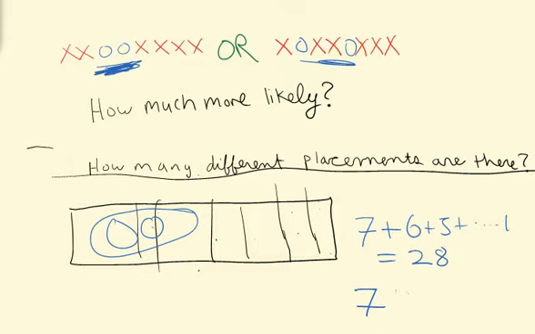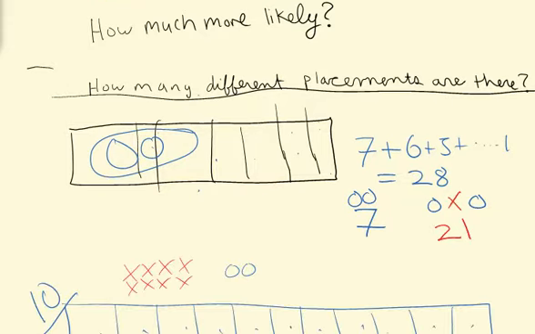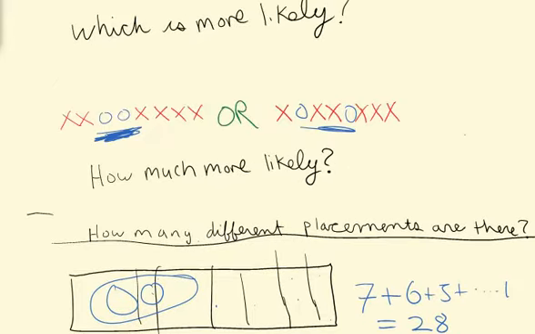So that means the leftover ones are when they weren't next to each other. When the O's are not next to each other, there are going to be 28 minus 7. There's going to be 21 of that type. So it's more likely that we're going to have the situation like this, the situation where it's separated. And so it's less organized.